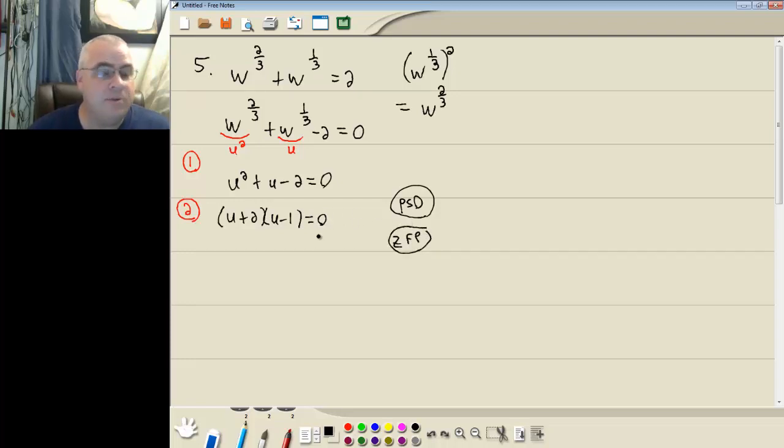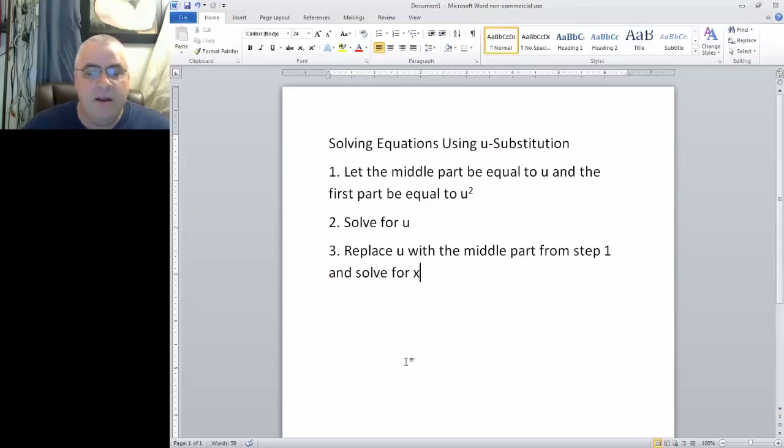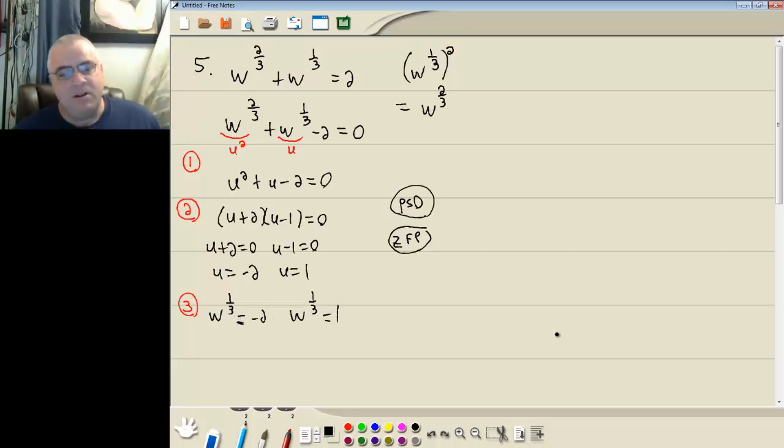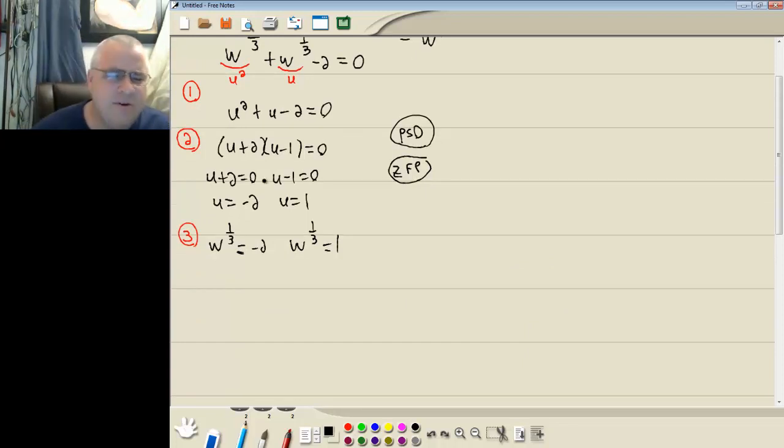Zero factor property. You get 0 on one side, you factor the other side, you set each factor equals 0. So I'll set u plus 2 equals 0 and u minus 1 equal to 0. Which gives us u is equal to negative 2 and u is equal to positive 1. Step 3. Replace u with the middle part from step 1. Well, the middle part is w to the 1/3, so I'll put w to the 1/3 in. And same thing here. And then I say solve for x, but of course this is now w, so let's solve for w. W to the 1/3.